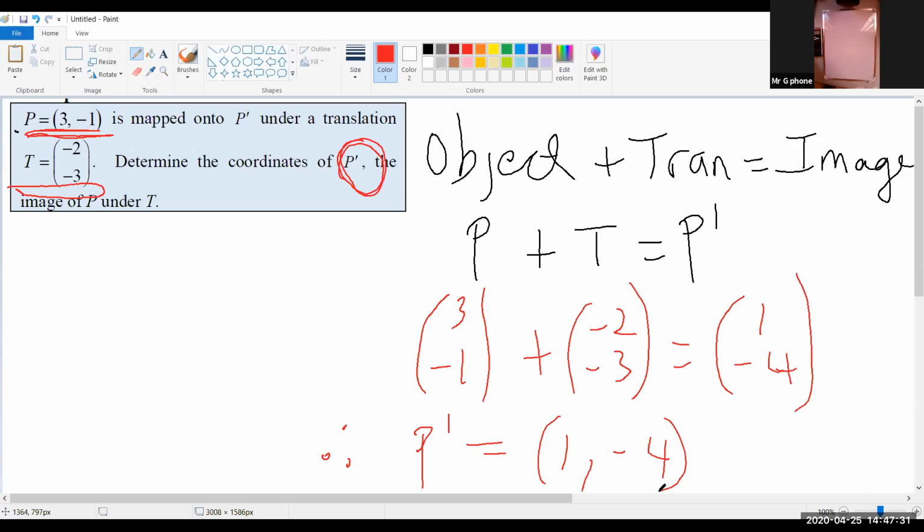Any questions there? So when P equal (3, -1) is mapped onto P1 on that translation T equal (-2, -3), you have to add it. Thanks. No problem. Because they're telling us that P is mapped onto P1, that means P underwent a translation, which is T, and it is now mapped onto P1.